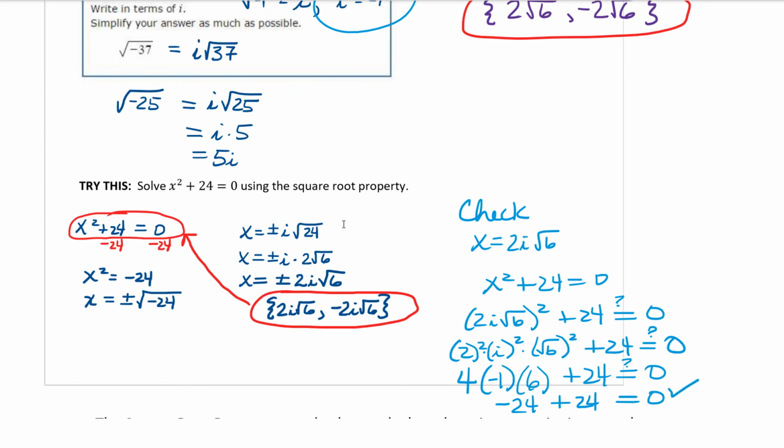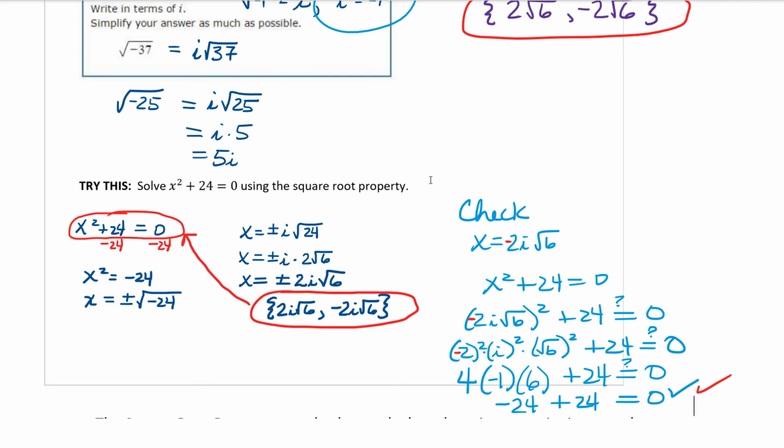And similarly, if we had had a negative in front, we would have just changed one thing. If you had x equals -2i root 6, then there would have been a -2 here. When we squared the -2, we would still get a +4, and it would still check. So yes, both of those solutions work.